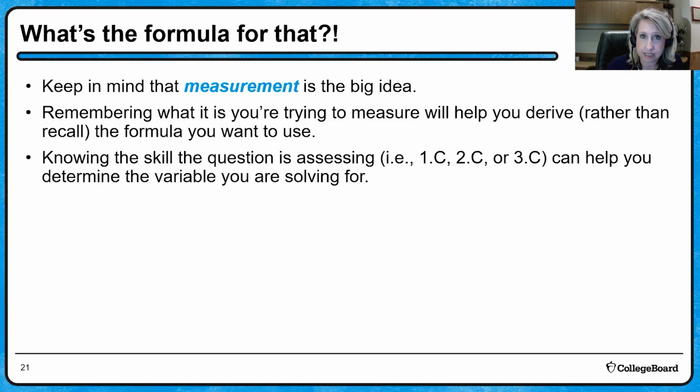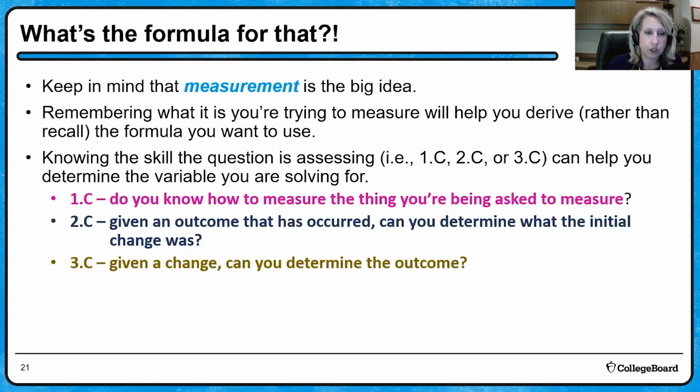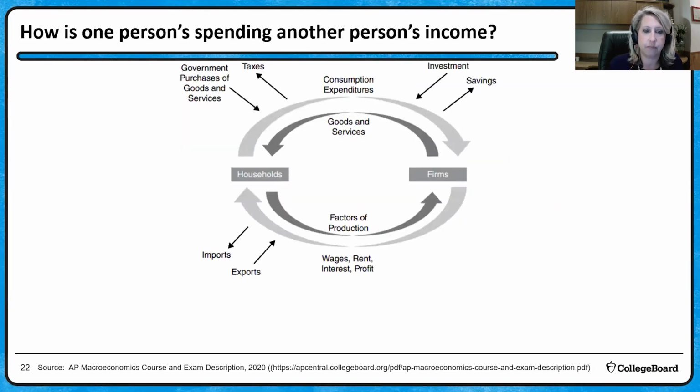Knowing this, the skill that the question is assessing is going to help you determine which variable you're solving for in the equation. That's going to help you set up the formula correctly. So our 3 calculation skills are, do you know how to measure the thing you're being asked to measure? Given an outcome that has occurred, can you determine what the initial change was? And given a change, can you determine the outcome? So that's what we're going to be focusing on in this session.